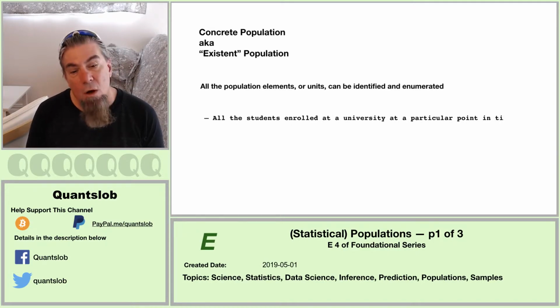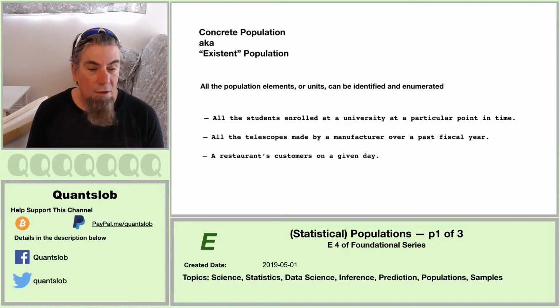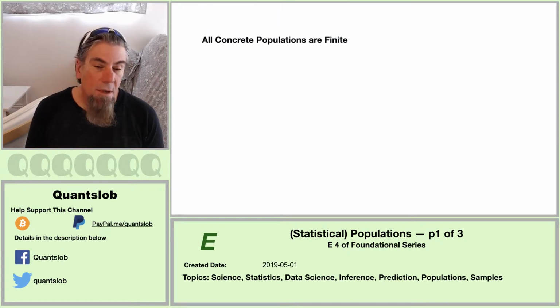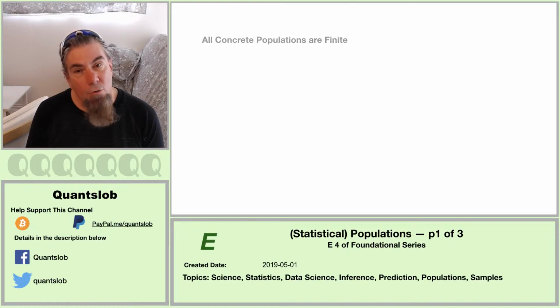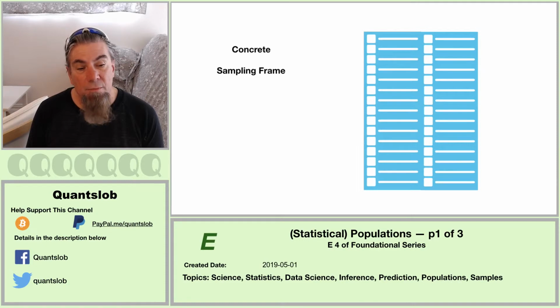So some examples. All the students enrolled at a particular university at a particular point in time, all the telescopes made by a manufacturer over a past fiscal year, restaurants, customers on a given day. By implication, all concrete populations are finite, of course. When all the units belonging to a concrete population have been listed out or actually enumerated, the result is something routinely known of as a sampling frame. It's called a sampling frame because they are, at least in the old days, typically used to draw a sample.